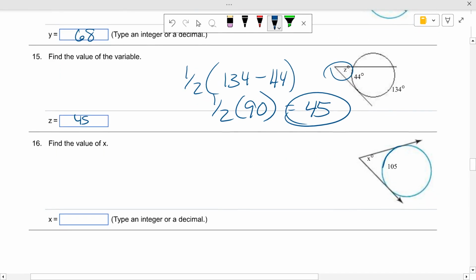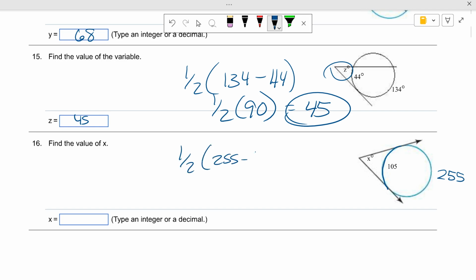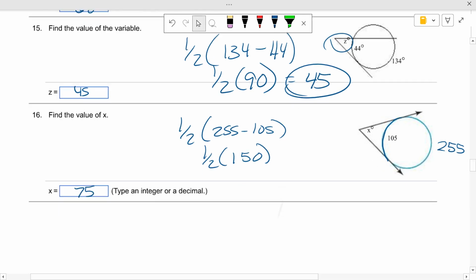105 is the little arc. What's the big arc in this one? 255 to make 360 in a circle. So we take 1/2 of the big arc minus the little arc. So it's 1/2 of 150, which is 75.